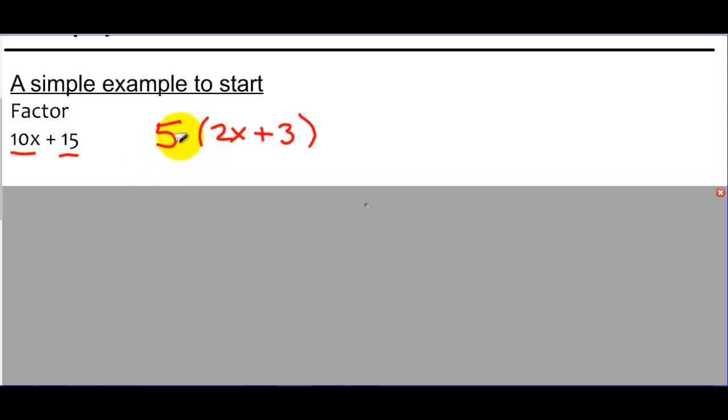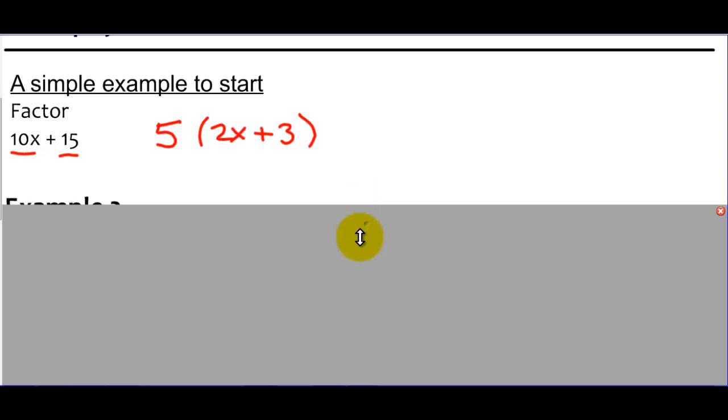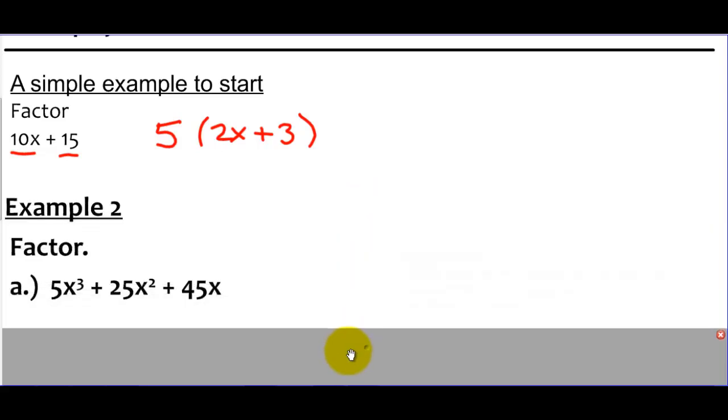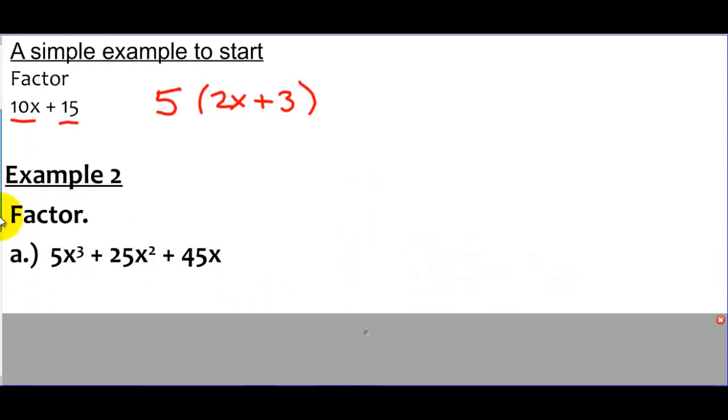And this is what factoring is. I broke up an expression, 10x plus 15, into two parts. And if we were to check, 5 times 2x is 10x, 5 times 3 is 15, these numbers do multiply and give me 10x plus 15 back. Right? So let's look at another example that has a few more terms and also has a few variables involved.